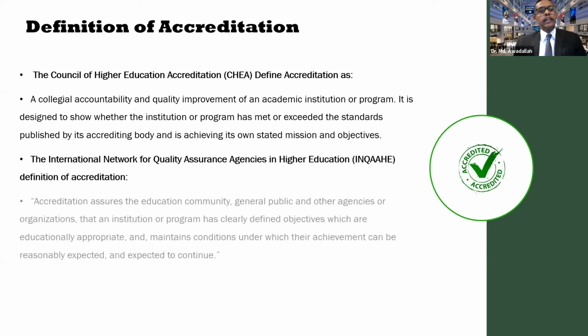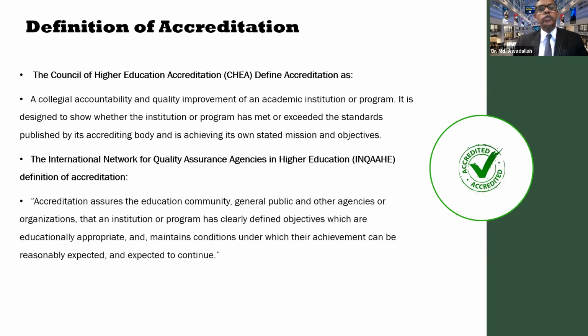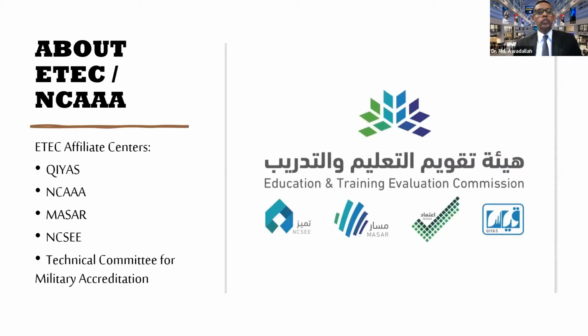In addition to that, the International Network for Quality Assurance Agencies in Higher Education, INQAAHE, also defines accreditation: that accreditation assures the education community, general public, and other organizations that an institution or program has clearly defined objectives which are educationally appropriate and maintain conditions under which their achievements can be reasonably expected to continue.